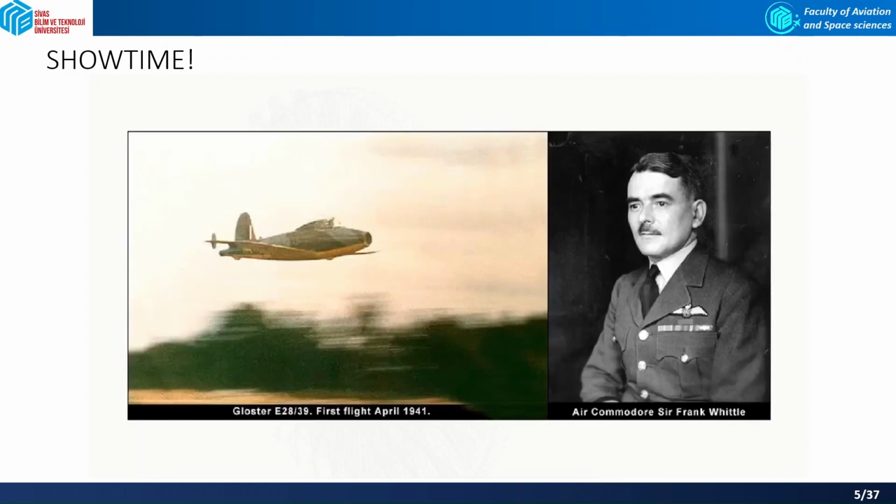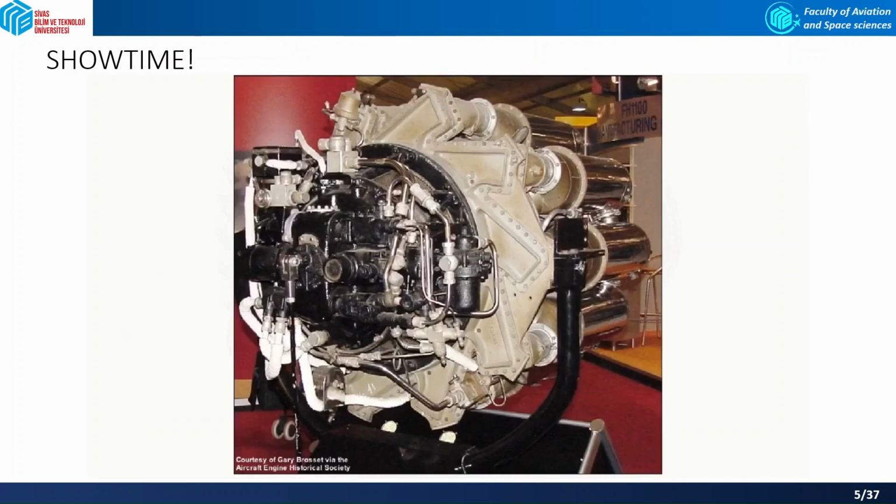On the 8th of April 1941, the first official flight of the Gloucester E-2839 aircraft took place at Brockworth in Gloucestershire. Sir Frank Whittle had submitted patents for his jet engine in 1930, but it was not until 1939 that sufficient financial and technical backing was found to enable him to manufacture a flyable version of his engine. The firm of Rover had, reluctantly, initially been contracted to produce the Whittle engine, but Rolls-Royce, who could see its potential, eventually took over development of the engine, one of which is shown here.